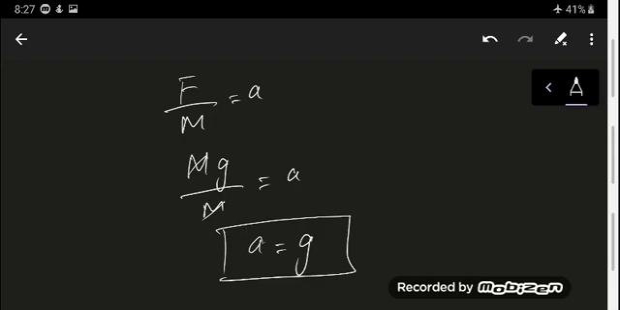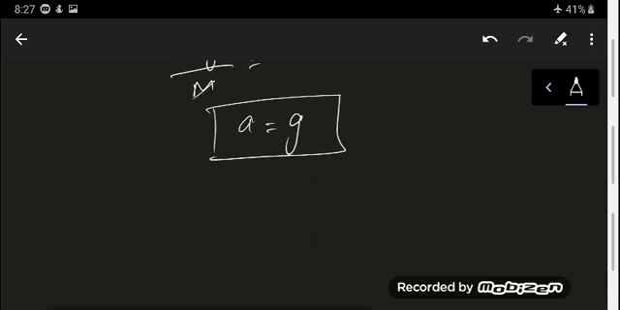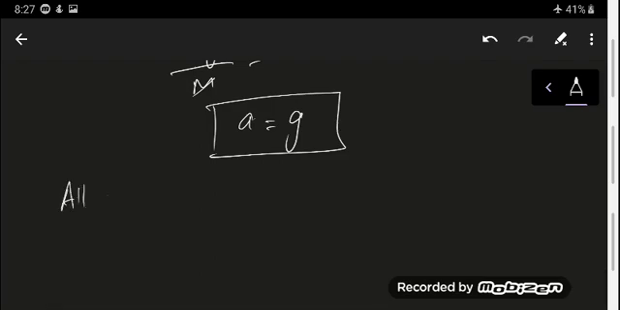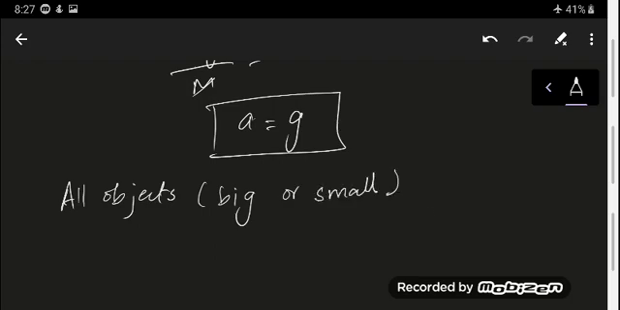So all objects, big or small, increase their speed at the same rate.